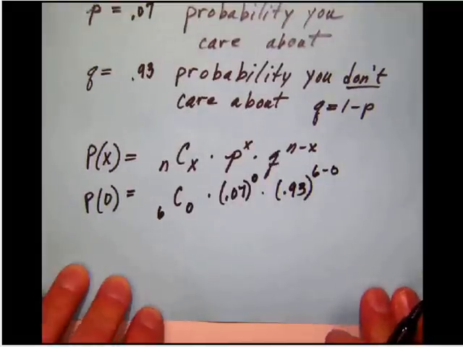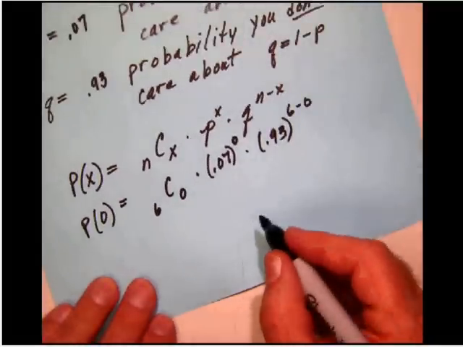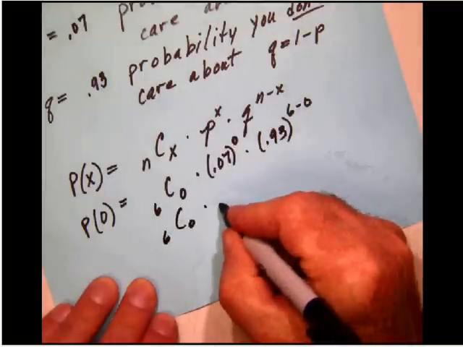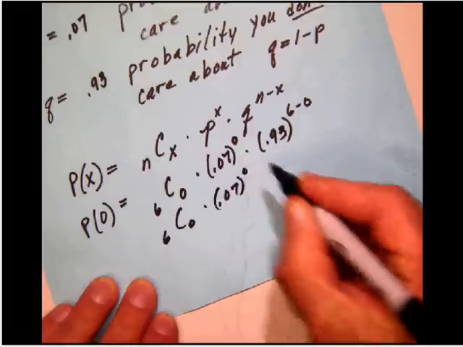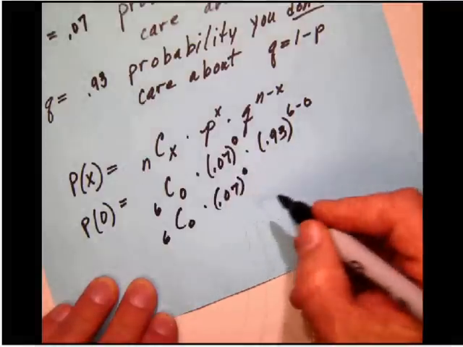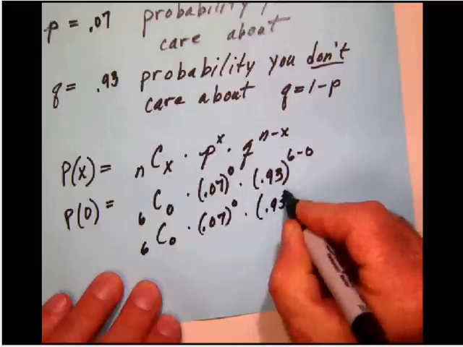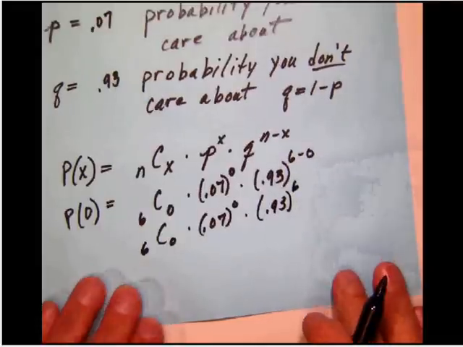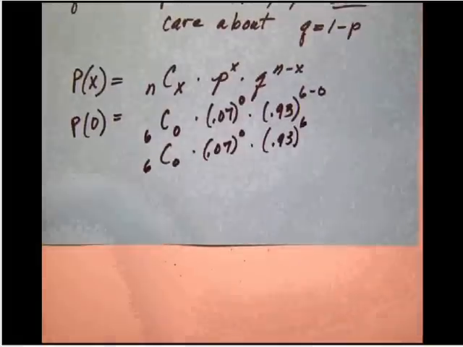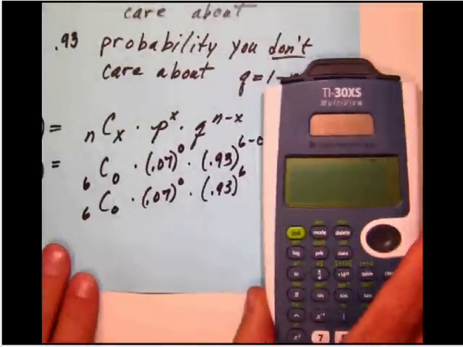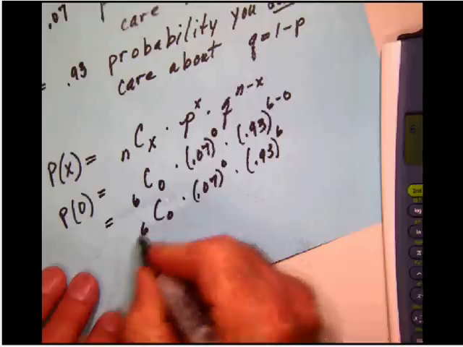So we can clean that up a little bit. We will have the combinations of 6 things, 0 at a time, multiplied times 0.07 raised to the 0 power. We can do this on the calculator, but you may recall from algebra that anything to the 0 power is 1. And then we're going to multiply by 0.93 to the 6 minus 0, which would be 6th power. So this is the work that we need to run through our calculator. In fact, we can do it all right here on our TI-83 or our TI-30XS, which is our favorite calculator for this course. Let's go over here and just enter this exactly.